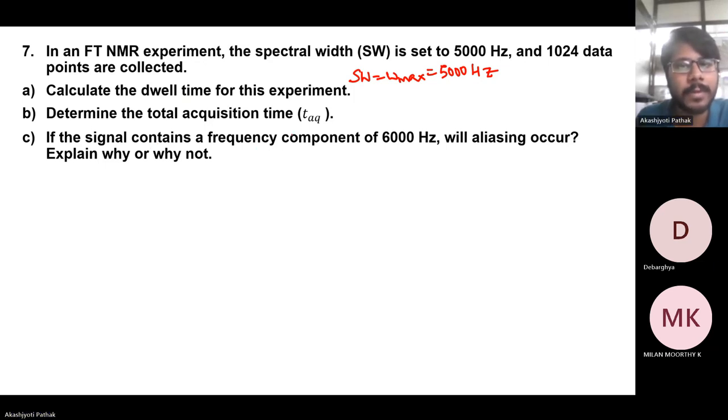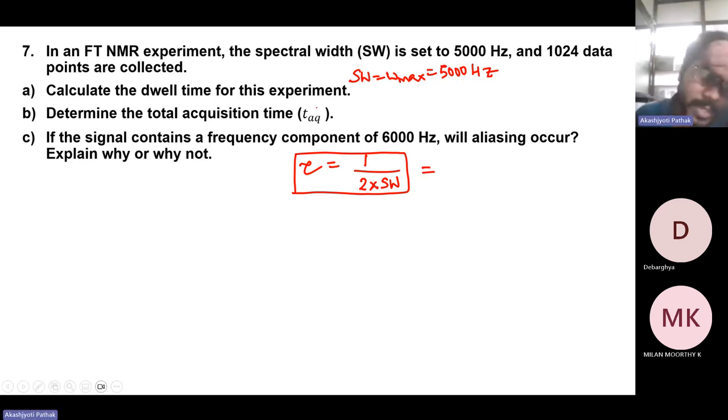The third question is: if you want to record a signal which is of 6000 hertz, will there be any aliasing or signal folding? Just now we discussed what dwell time tau is. Tau is 1 by 2 times the spectral width. So you apply this formula and tell me the answer to the first part.